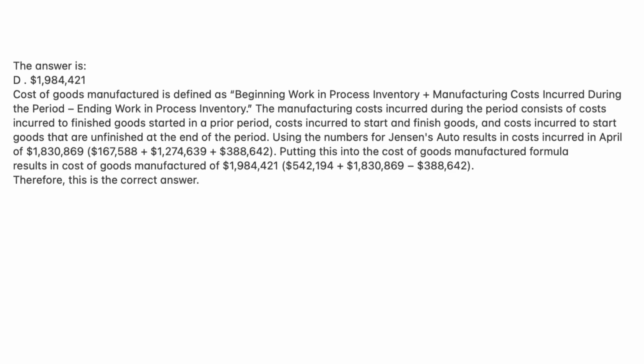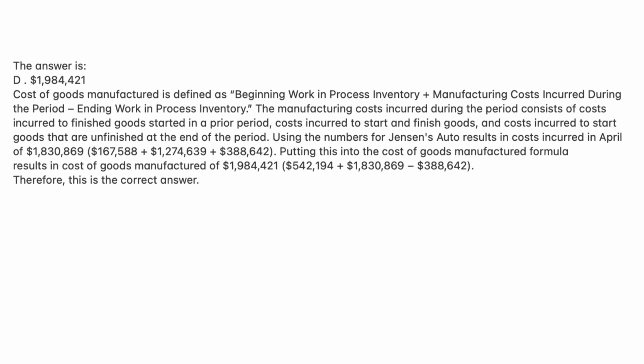The answer is D. $1,984,421. Cost of goods manufactured is defined as beginning work in process inventory plus manufacturing costs incurred during the period, minus ending work in process inventory. The manufacturing costs incurred during the period consist of costs incurred to finish goods started in a prior period, costs incurred to start and finish goods, and costs incurred to start goods that are unfinished at the end of the period.